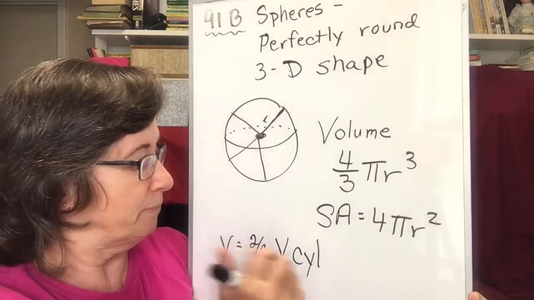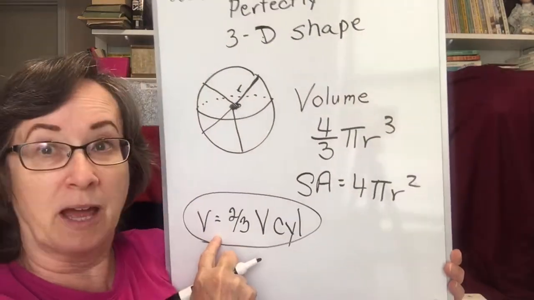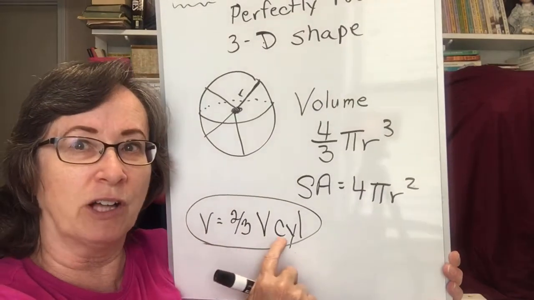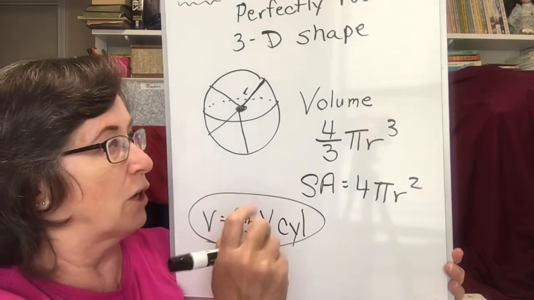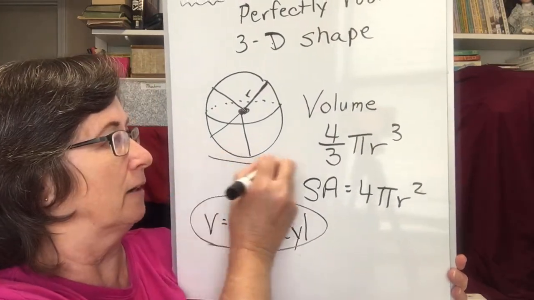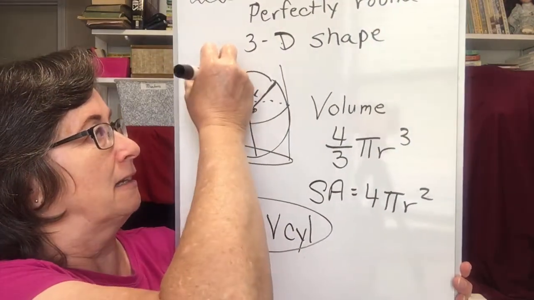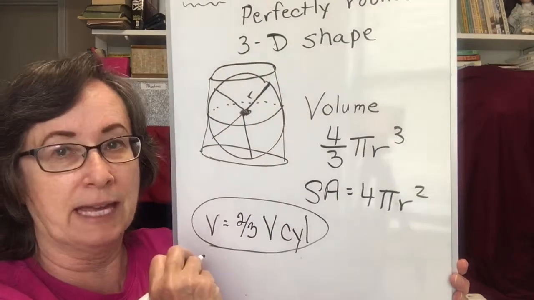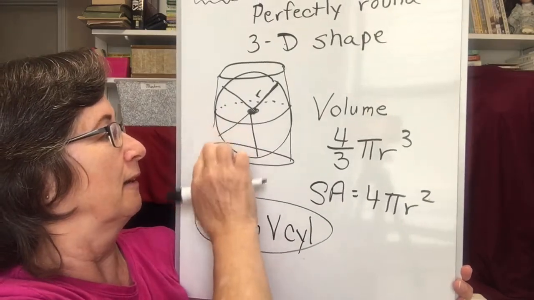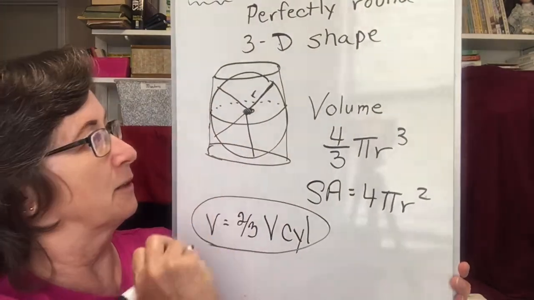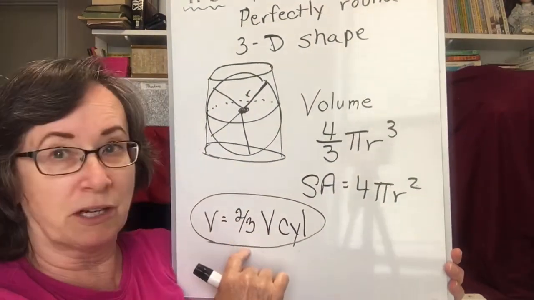But there is also another way that you can think about the volume. The volume of a sphere is 2/3 the volume of the cylinder that exactly encloses the sphere. So let's see that just real quickly. So here, I'm going to make a cylinder that exactly encloses the sphere. Okay, and I know, well, that didn't look like a very good cylinder, did it? I'm drawing. Oh well, you'll just have to pretend with me that that's a straight up cylinder. Okay, so 2/3 the volume of the cylinder.